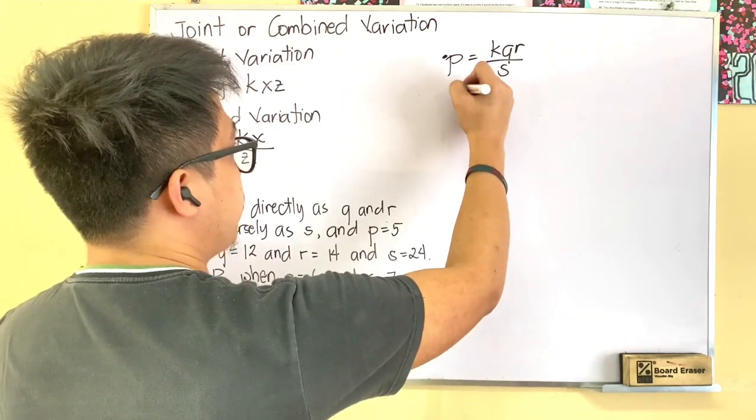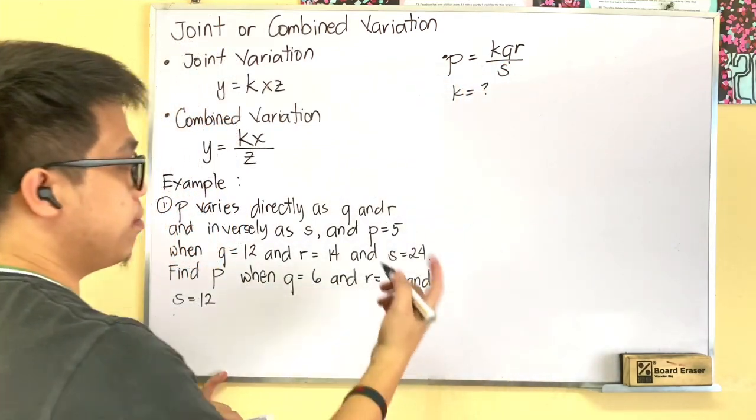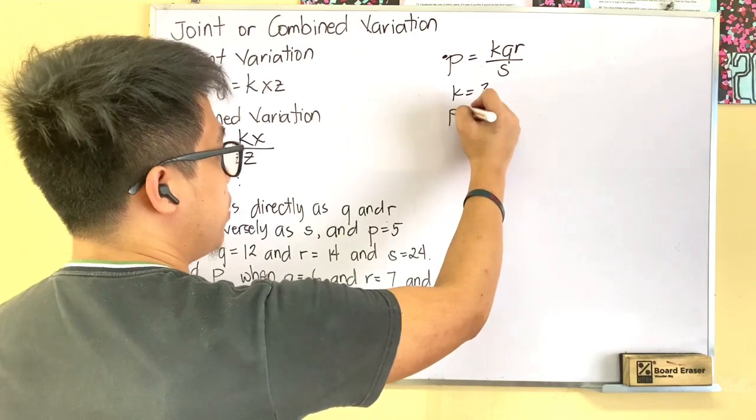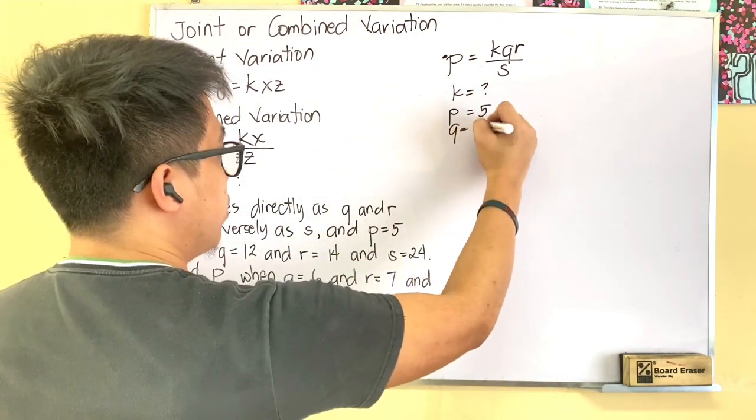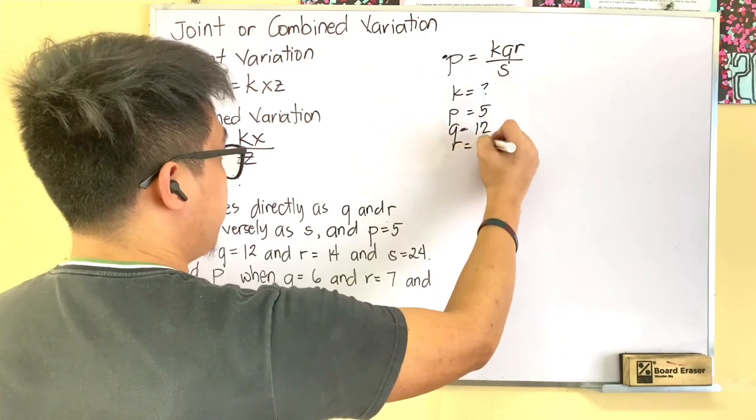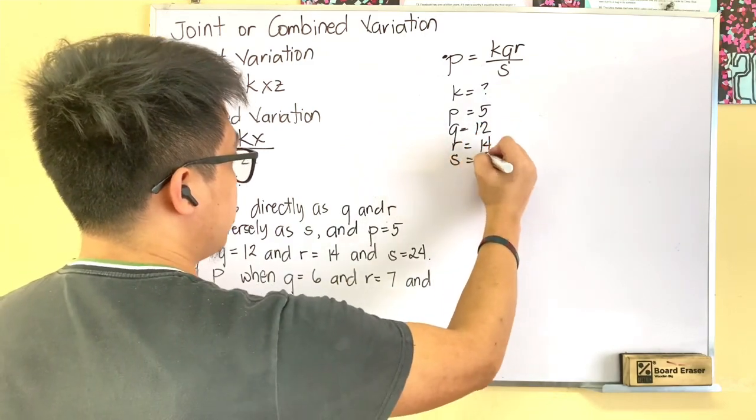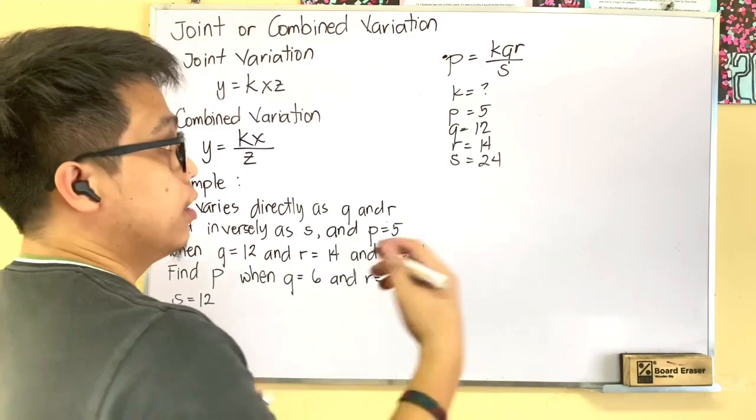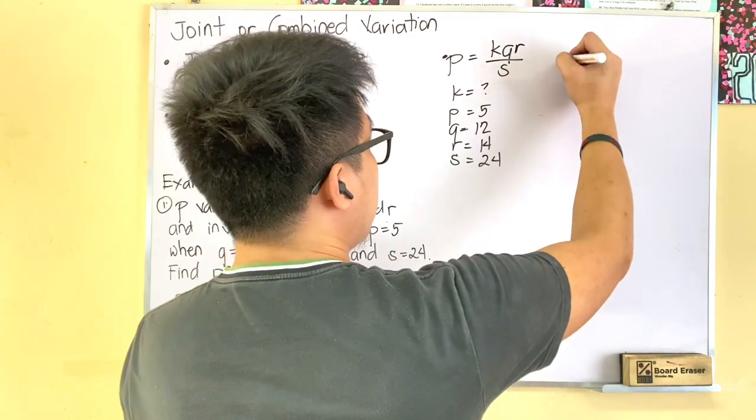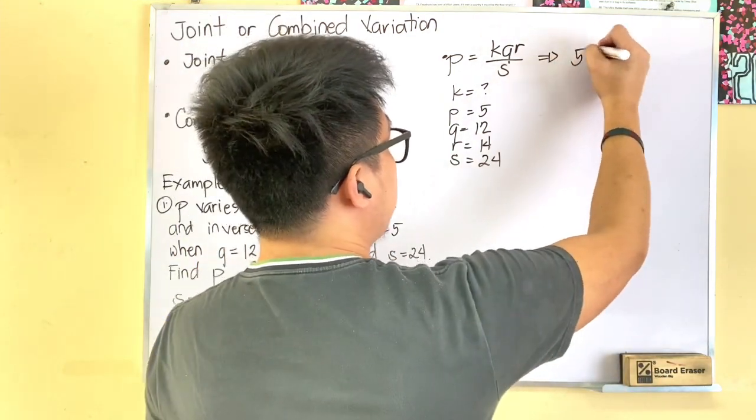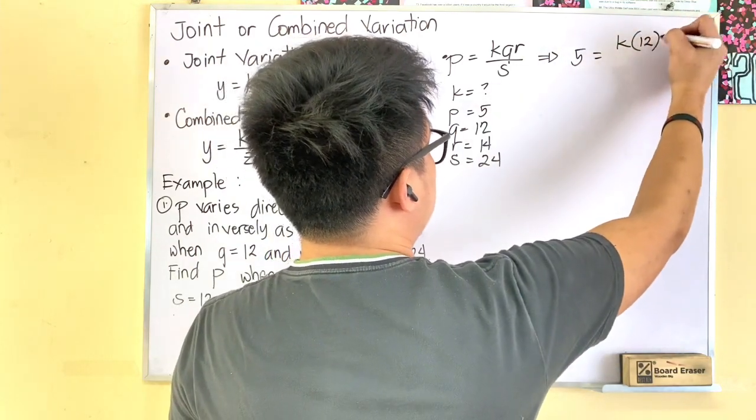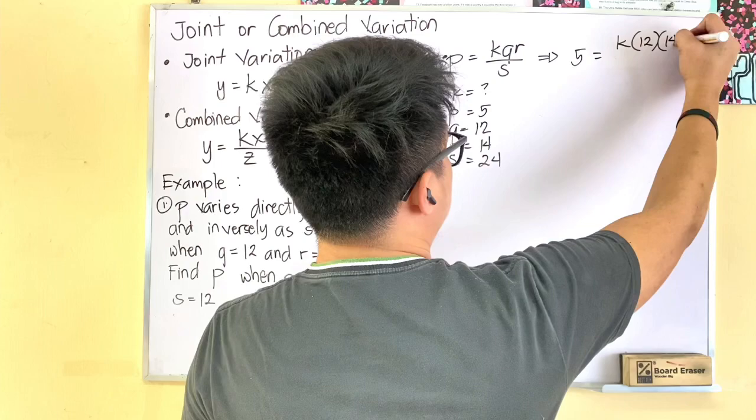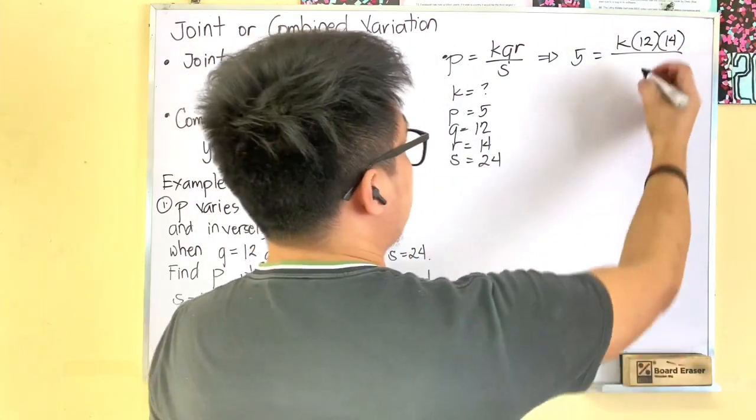First one, hanapin muna natin yung K. How will we find the K? Meron tayong given. First situation, P is equal to 5 when Q is equal to 12. Then R is 14 and S is 24. By substitution, so P magiging 5 is equal to K. Q is 12 times R, which is 14 all over 24.